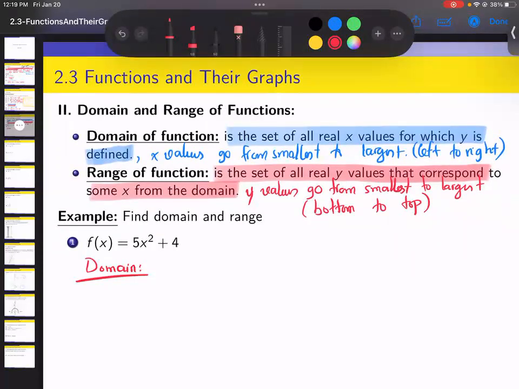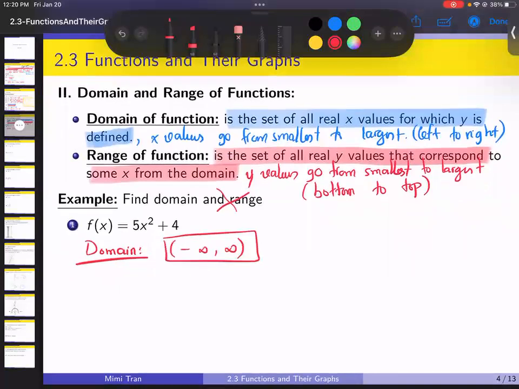You know what? Let's talk about the domain first. Don't have to talk about range. Just talk about domain first. Negative infinity to positive infinity. Do I want to talk about the range? Just domain first, because the range, you have to look at the picture.